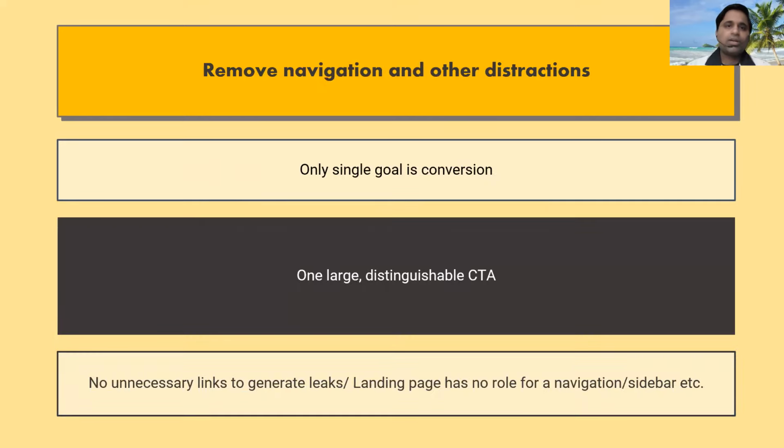Now, as we have known till now, a landing page is a landing page and should be treated as such. It is not your homepage. It is not any other page of a website. So there is absolutely no use for navigation there. The only single goal of this is conversion. So there should be only one large, distinguishable call to action and no navigation, so that there is no distraction to the user to navigate to other parts of the website or somewhere else. He just needs to focus on that landing page. No unnecessary links to generate any leaks or distractions. A landing page has no role for navigation or sidebar, etc.